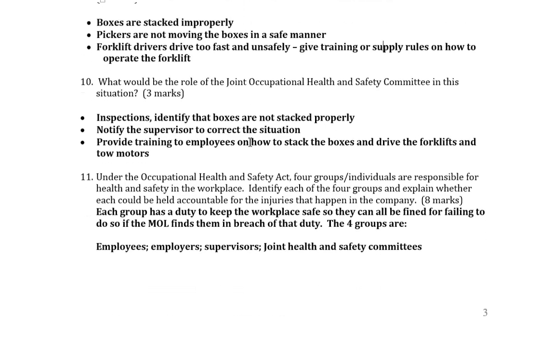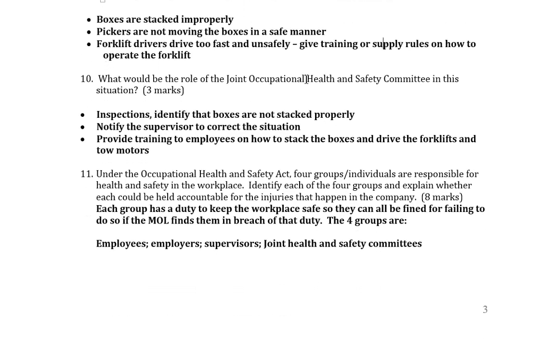Now we look at the role of the Joint Occupational Health and Safety Committee. You'll remember that the Joint Health and Safety Committee has management and non-management members on it that represent the interests of the company and the employees. One of the roles of a Joint Health and Safety Committee is to conduct inspections. We talked about this in class. And in this specific case, they can conduct inspections that would identify the boxes that aren't being stacked properly.